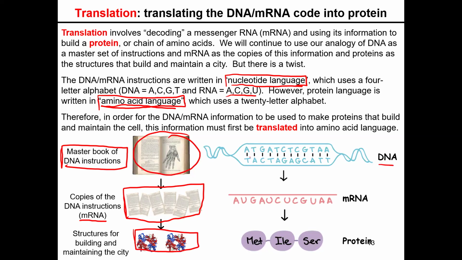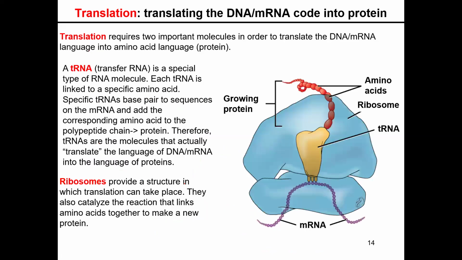Again, DNA here, you can see that that's going to unzip and open up. We're going to go ahead and make a complementary set from that, our template set, which is going to look very similar to our coding portion. And then we're going to read this mRNA specifically, because we're going to break it out into sets of 3, to identify exactly which amino acids are going to be needed in order to produce our protein. So translation is going to require 2 important molecules in order to translate the mRNA into protein language.